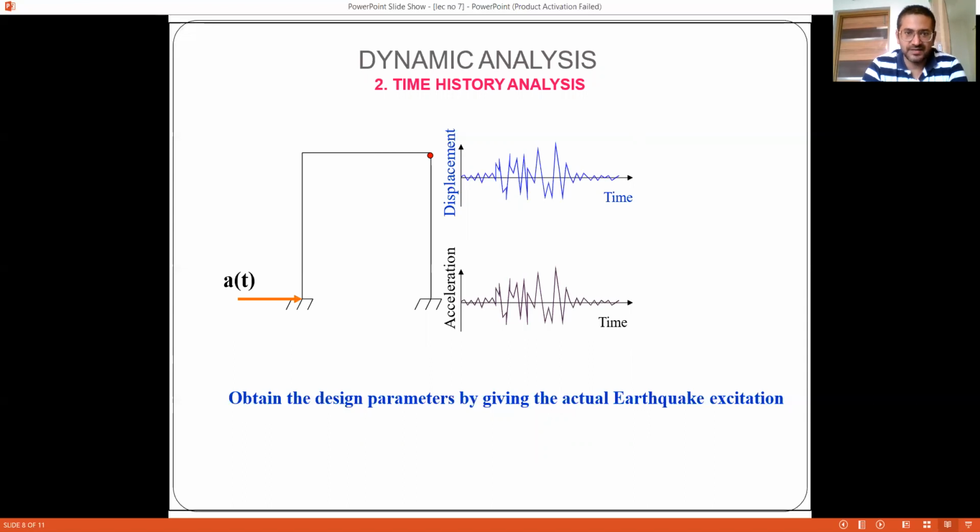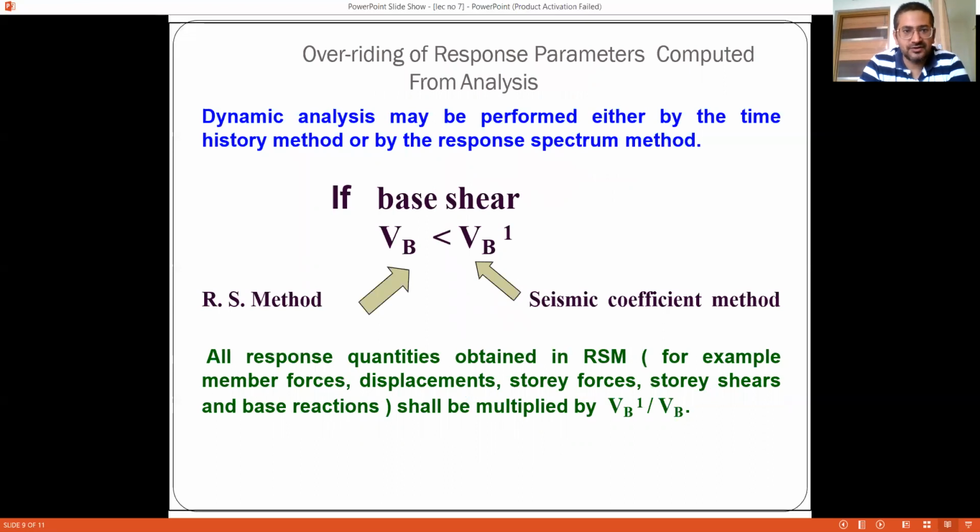So the values that we are going to use in time history analysis, or the earthquake parameters that we use for calculation, are going to be more realistic and more site specific as compared to the response spectrum method. Dynamic analysis will be performed either by the time history method or by the response spectrum method.